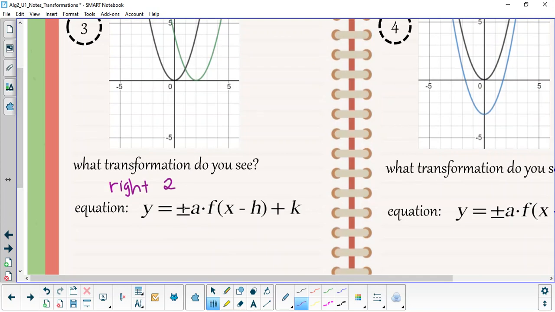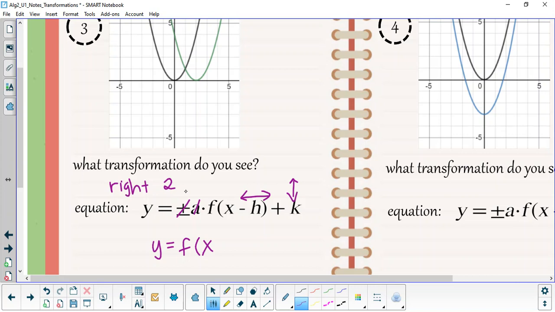So plus or minus means there's a reflection, well, really the minus. So nope, we don't need that because it's not pointing down. A means it was either stretched taller or compressed flatter. That didn't happen. So I still have y equals f of x. H tells us if we went left or right. K means up or down.